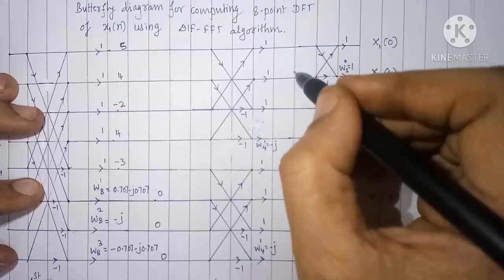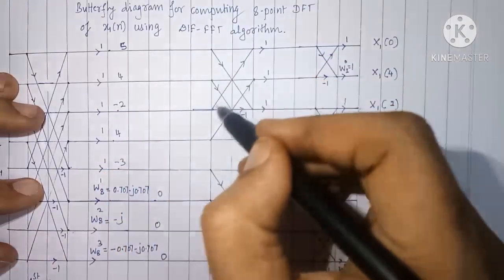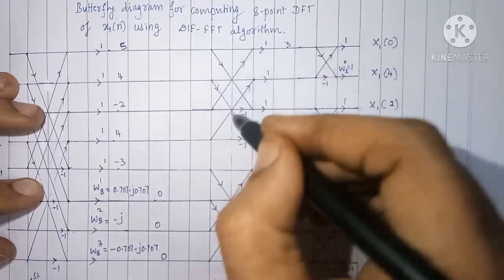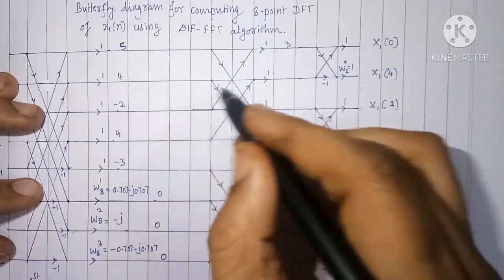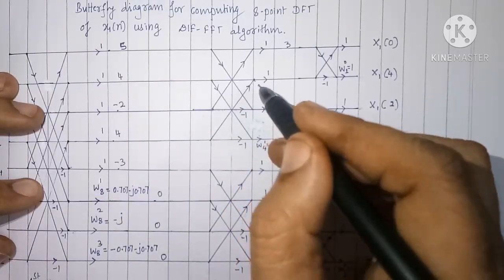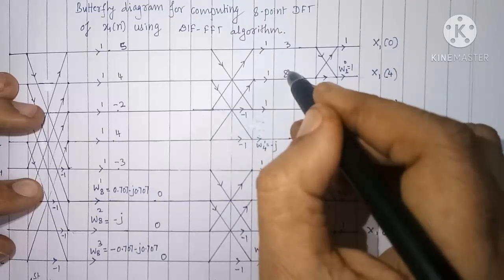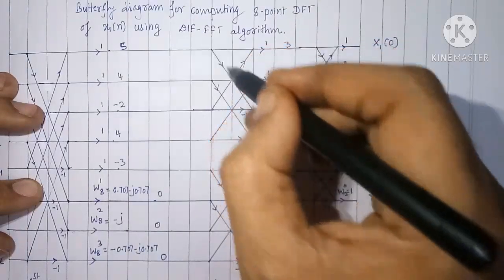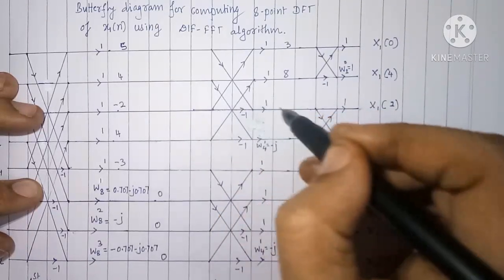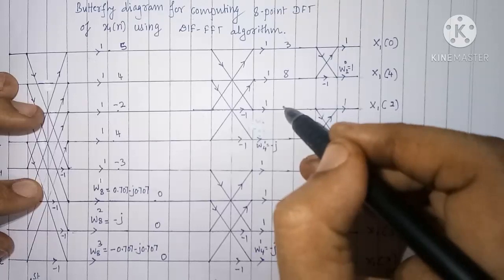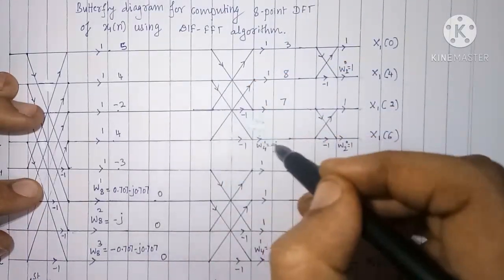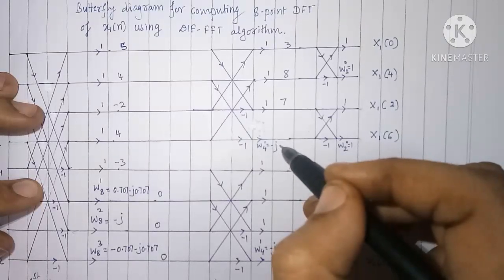So now we will have here 5 minus 2, 3, 4 plus 4, 8, and here 5 plus 2, 7, 4 minus 4 into minus j, 0.